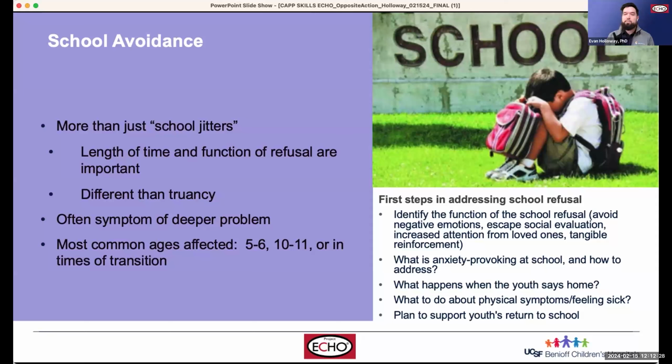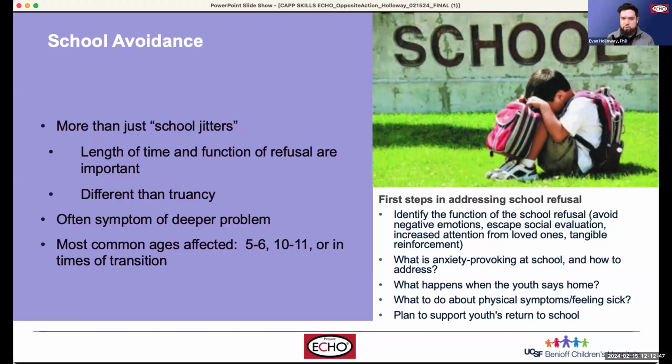And you might notice what happens at around age 5 or 6 might be starting elementary school, or a new school setting, kindergarten maybe. 10 or 11, starting middle school. I still remember my first day of middle school, kind of a nightmare. And I don't know that that's really changed for this generation.